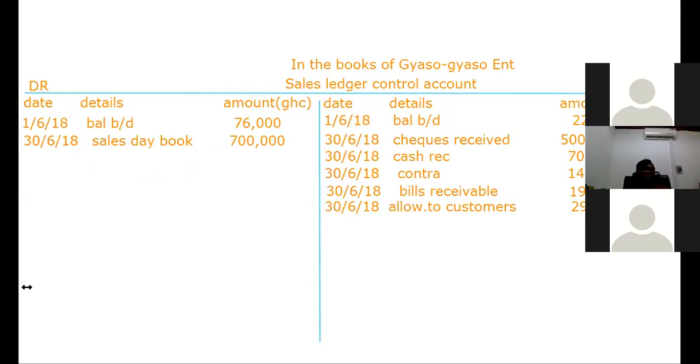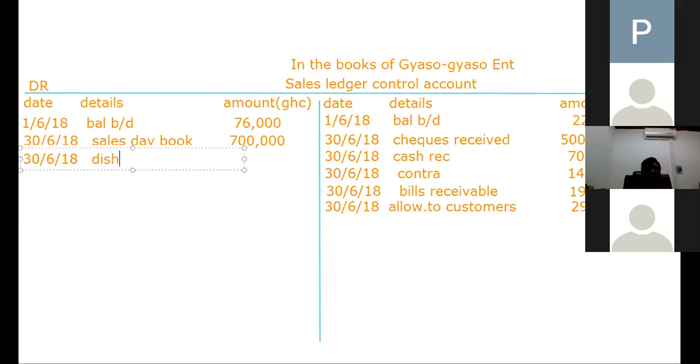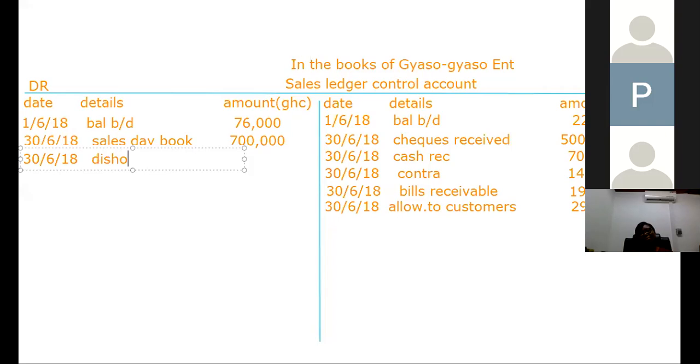Debit side of the sales ledger control. Why will it be the debit side of the sales ledger control? Because we have moved it, and then they dishonored it. So okay, it's not paid. Francis' hand is up. Madam, please, it's not specific as to whether it's the standard check we received or the standard check we gave. You see what I was talking about?